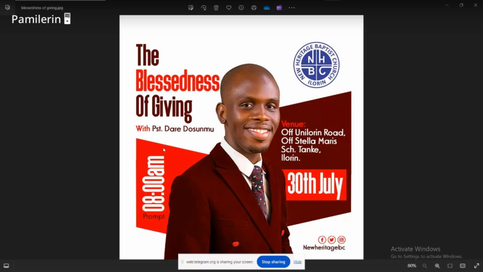Now, it might say, okay, it's a design, something, something, but that is actually wrong. There are a lot of things wrong on this flyer. And when we get to alignment, we are going to treat it. You see that the blessedness of giving is at the left, I worked with the left alignment. But when you look at the social media icons and New Heritage Baptist Church at the extreme end by the right, you see that I worked with the right alignment. That is another red flag.